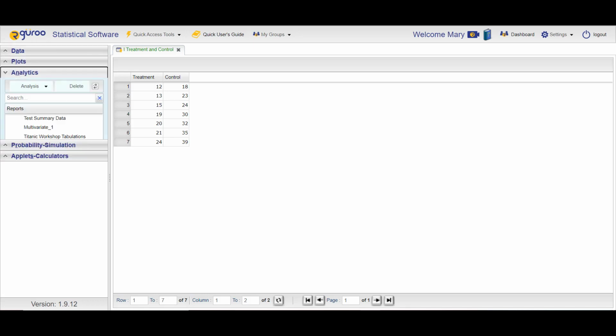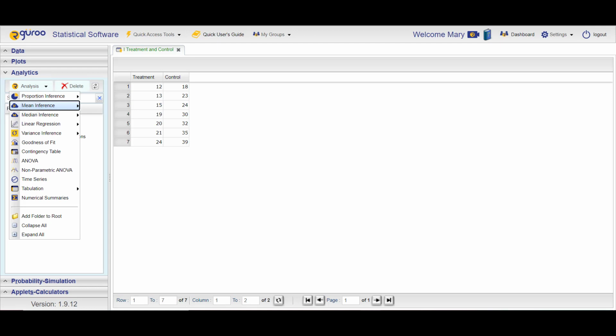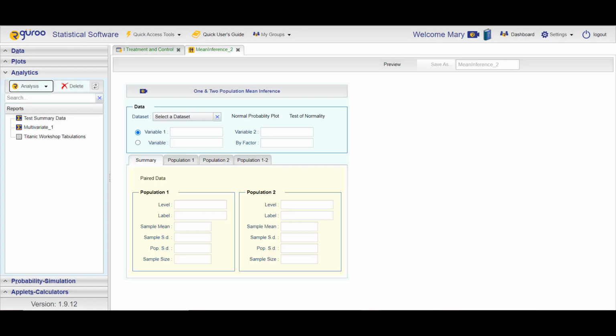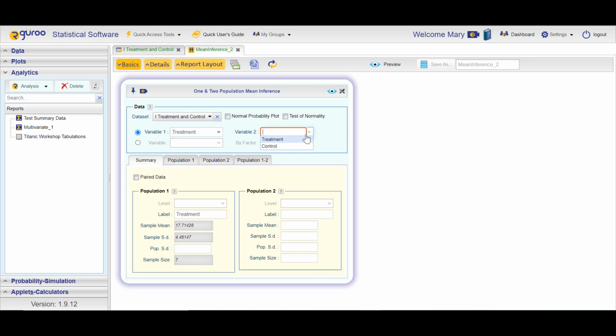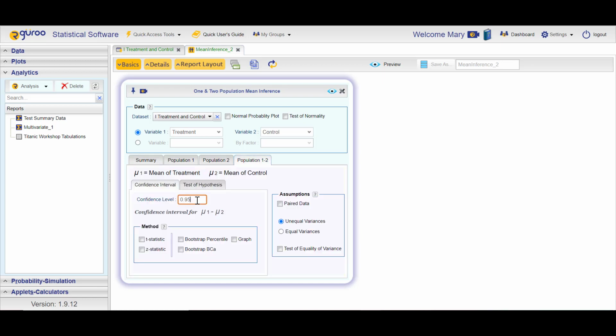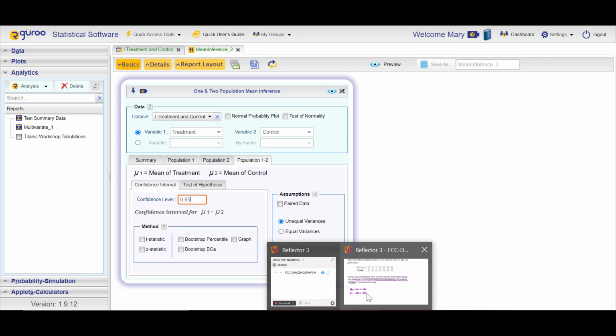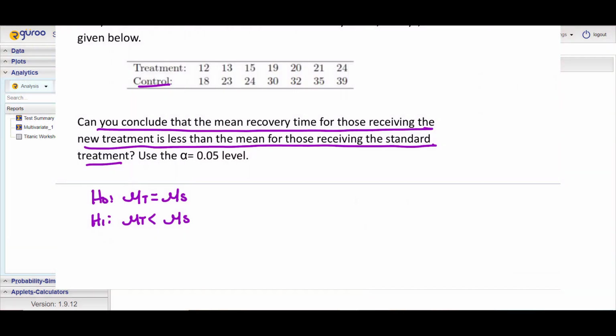Running the test, go to Analytics, Analysis, Mean Inference 1 and 2 Population. Choose your data set, treatment and control. And then variable 1 would be the new treatment. Variable 2 would be standard or the control. And you see it's automatically filled in. Skip over to population 1, 2. If you would like a confidence interval, you can go ahead and do that now. Let me just look. They gave us a 0.05 significance level.